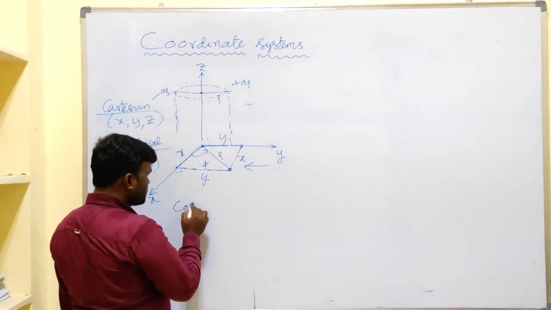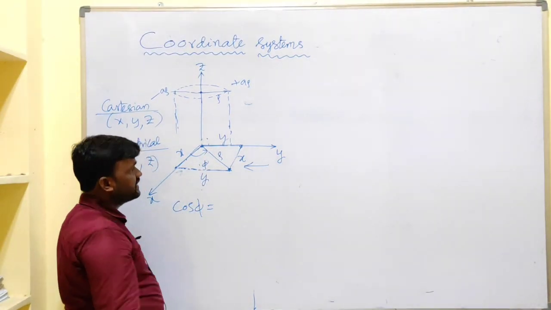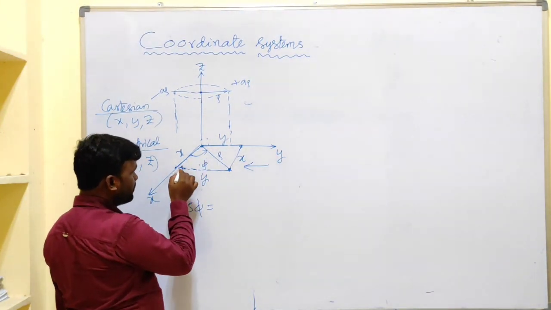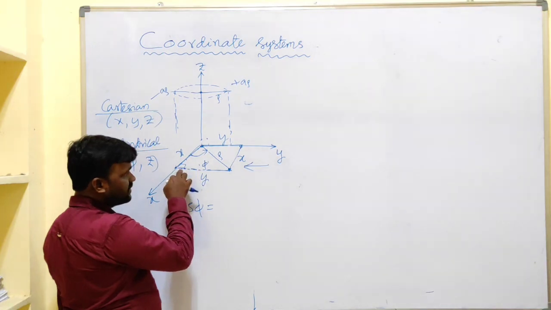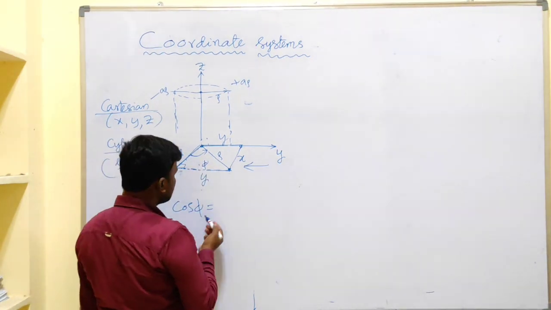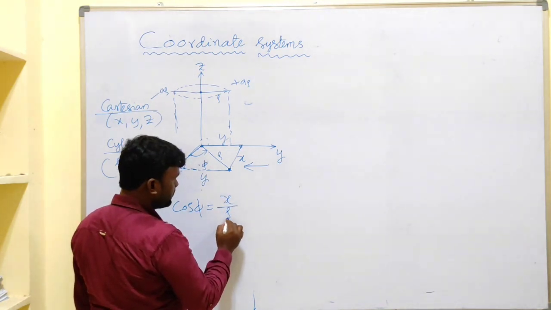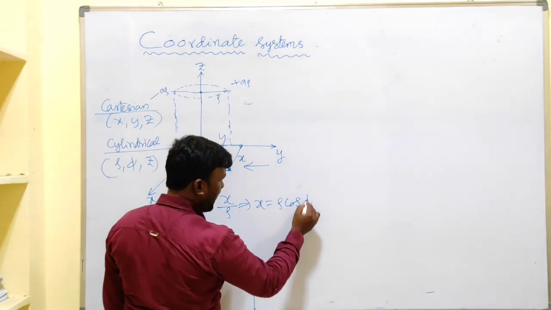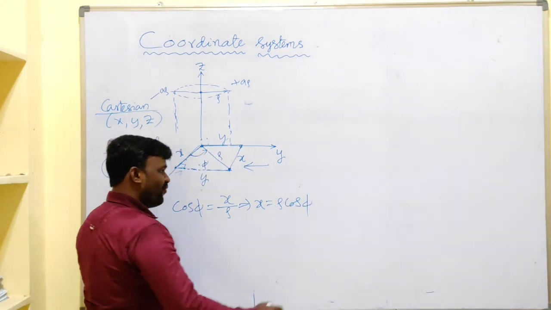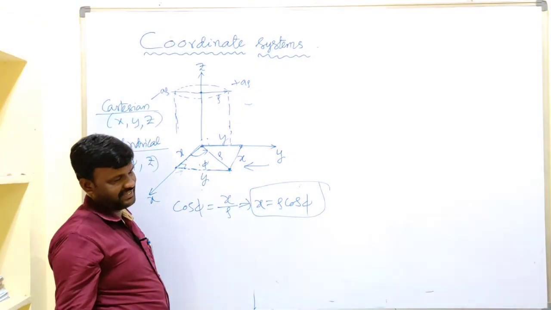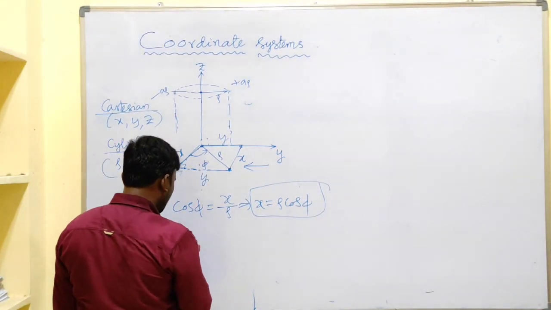Now write the formula for cos pi. Cos pi is adjacent side by hypotenuse. This is the adjacent side. Hypotenuse is what? This is your 90 degrees. Hypotenuse is nothing but our rho. So that's why cos pi equals x by rho. This implies x equals rho cos pi. That means I represented one of the Cartesian elements, that is x, as rho cos pi.